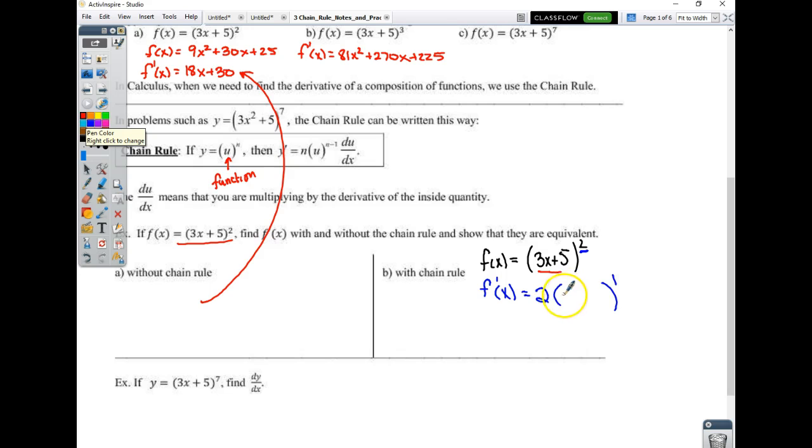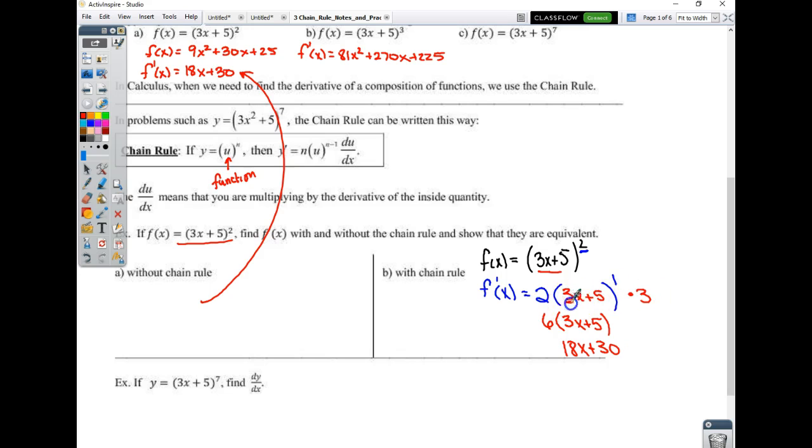What was on the inside? What's the derivative of that? 3. 3 times 2 is? Do you agree that becomes 6 times 3x plus 5? What's 6 times 3? Whoa. Instead of having to do all that multiplying and all of that stuff, I know it's kind of a letdown. I made you do all that work, and now you realize you didn't have to do it.